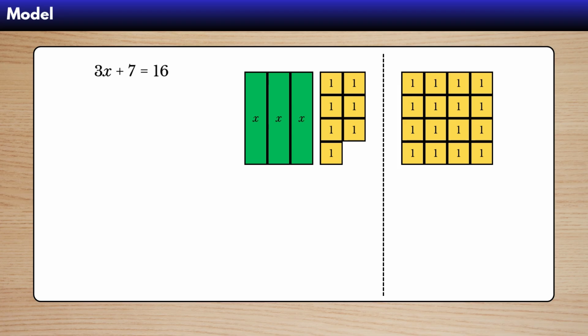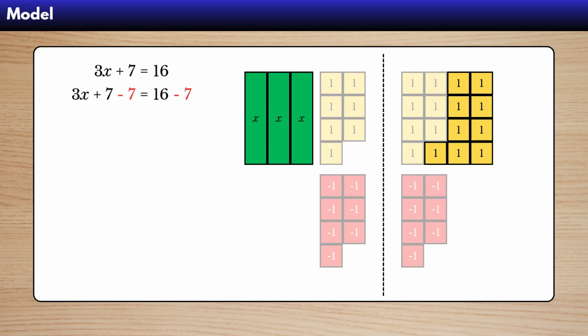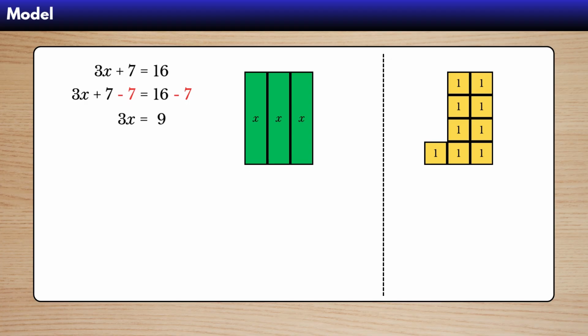Before we can isolate the variable x, we need to isolate the variable term 3x. To do this, we need to subtract 7 or add 7 negative unit tiles. What we do on one side of our equation, we must do on the other side. The positive unit tiles and the negative unit tiles will zero out, leaving 3 positive x tiles, or 3x, on the left side of the equation, and 9 positive unit tiles, or 9, on the right side of the equation.